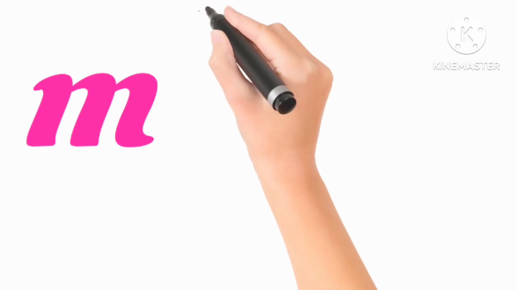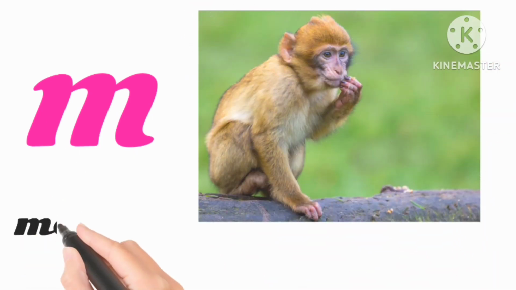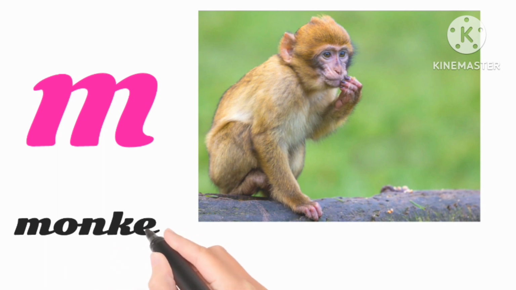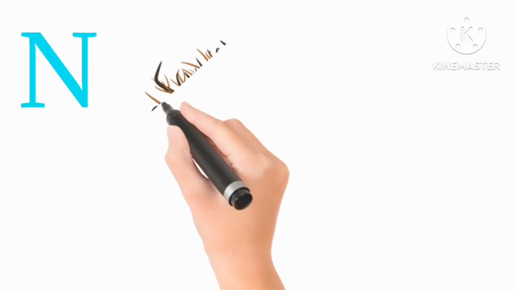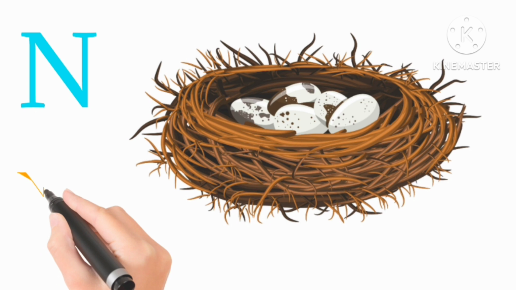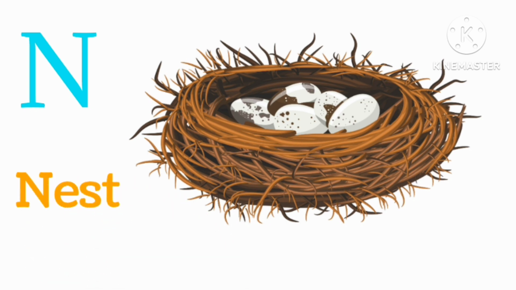M. M for monkey. M-O-N-K-E-Y, monkey. N. N for nest. N-E-S-T, nest.